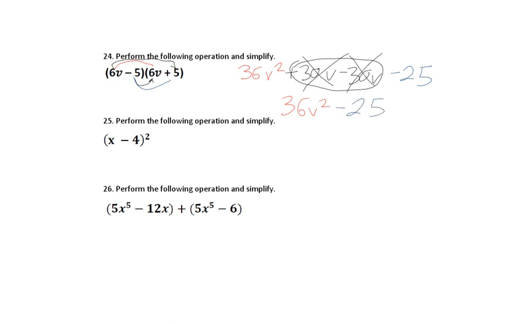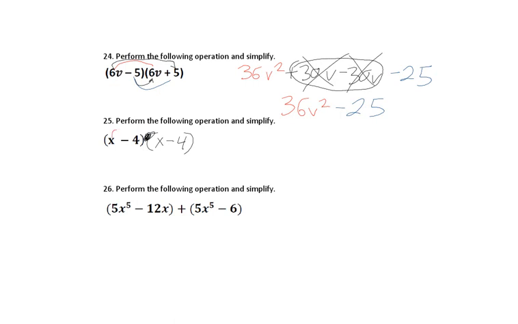25 looks a bit strange with the (x minus 4) exponent 2. The only thing exponent 2 means is write the problem twice. So I'm going to erase the 2 because I don't really need it anymore, but what I will do is write x minus 4 again right next to it. This is what we're really trying to solve.